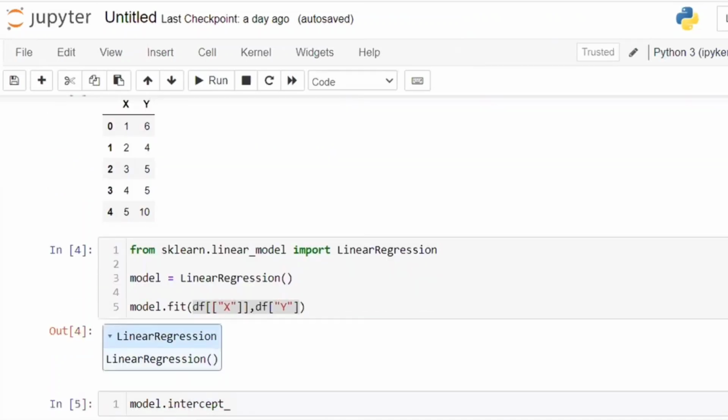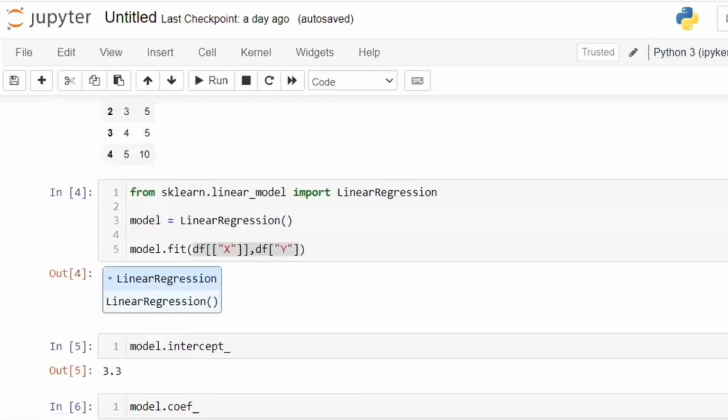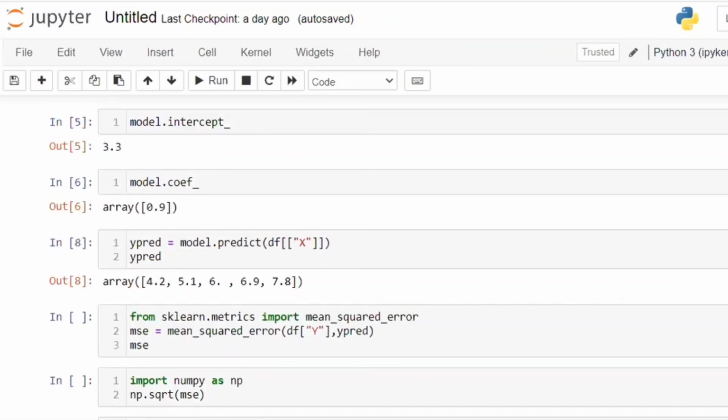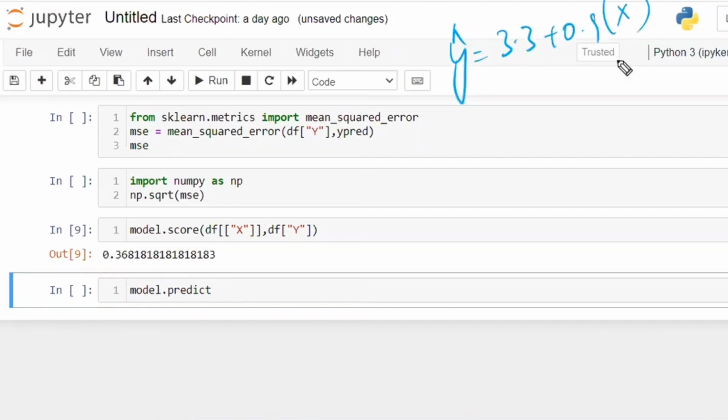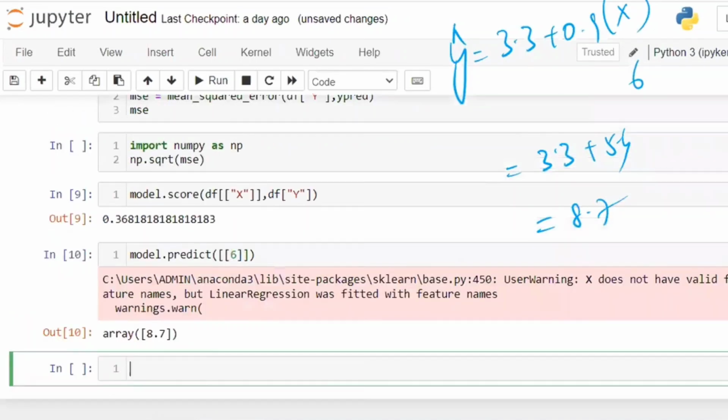So for example, for this data set, what is the expected value of 6? Whatever model.predict gives. For 6, what is the expected answer, guys? Just keep the equation: 3.3 plus 0.9 into x. x is nothing but 6. 3.3 plus 5.4, which is 8.7, is the expected answer. So model.predict, if you give the value 6, is going to give the output 8.7 as the answer.